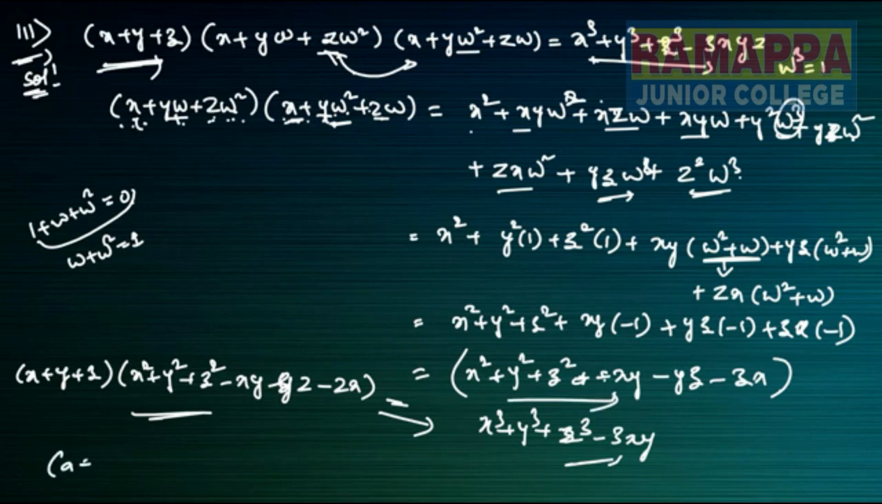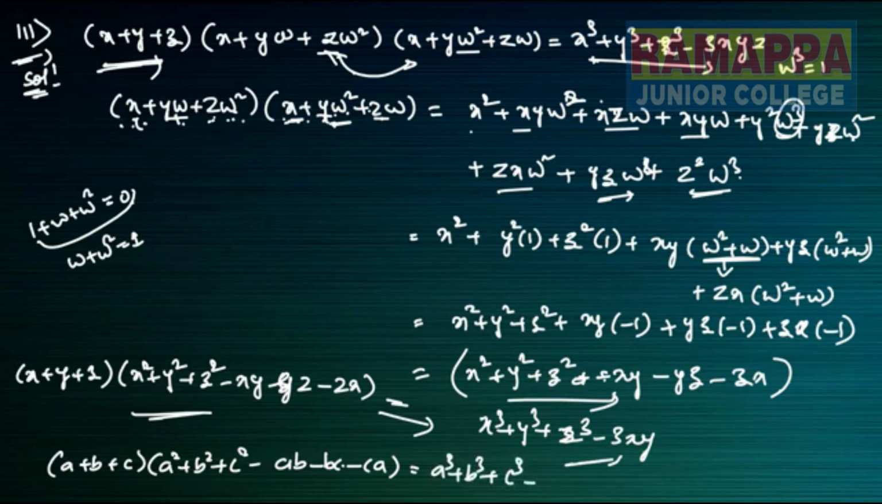That is, (a + b + c)(a² + b² + c² minus ab minus bc minus ca) is equal to a³ plus b³ plus c³ minus 3abc. So this is what we have to show, and from this the same answer we got here. So this is an algebraic expression.